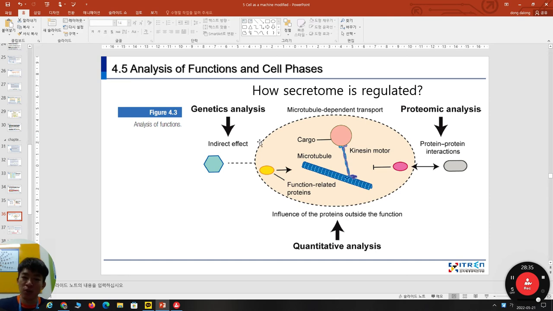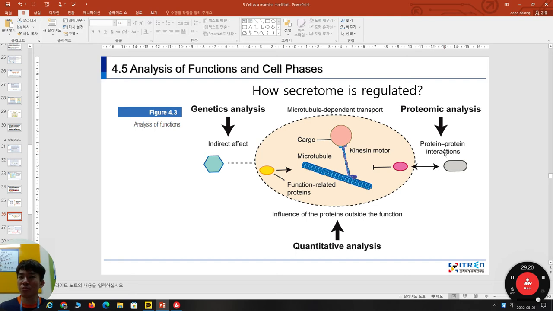And then, from the genetic point of view, genes can affect this secretion, and you can do genetic analysis like DNA sequencing or other things. And then, regarding the influence of proteins outside the function, you can quantify which external force or external stimuli can affect the secretion. So when you want to know how the secretion is regulated, proteomics, genetic analysis, and quantitative analysis of which external force or factor can affect it, you can see in detail in each module.